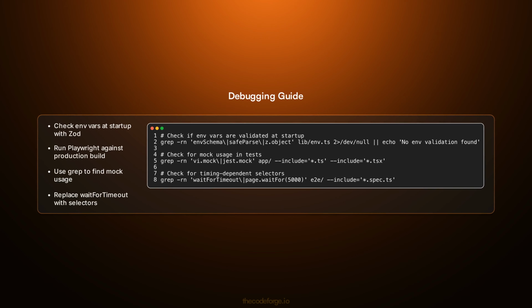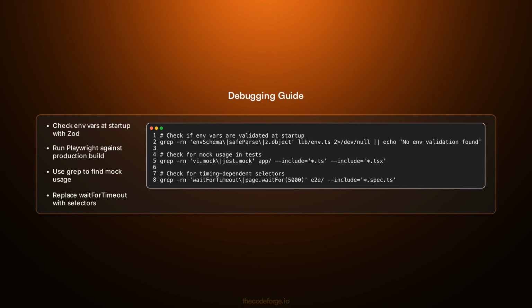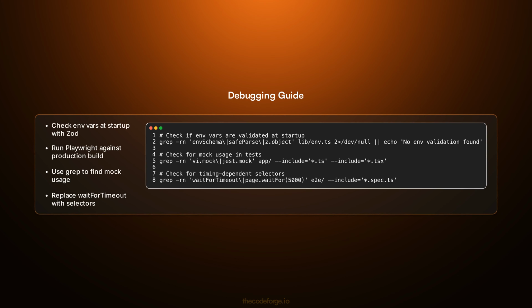To debug test gaps, first check if environment variables are validated at startup. Then audit your test suite for excessive mocking. If you mock fetch everywhere, you're not testing real behavior. Finally, replace fixed wait times with element visibility assertions to avoid flaky tests.